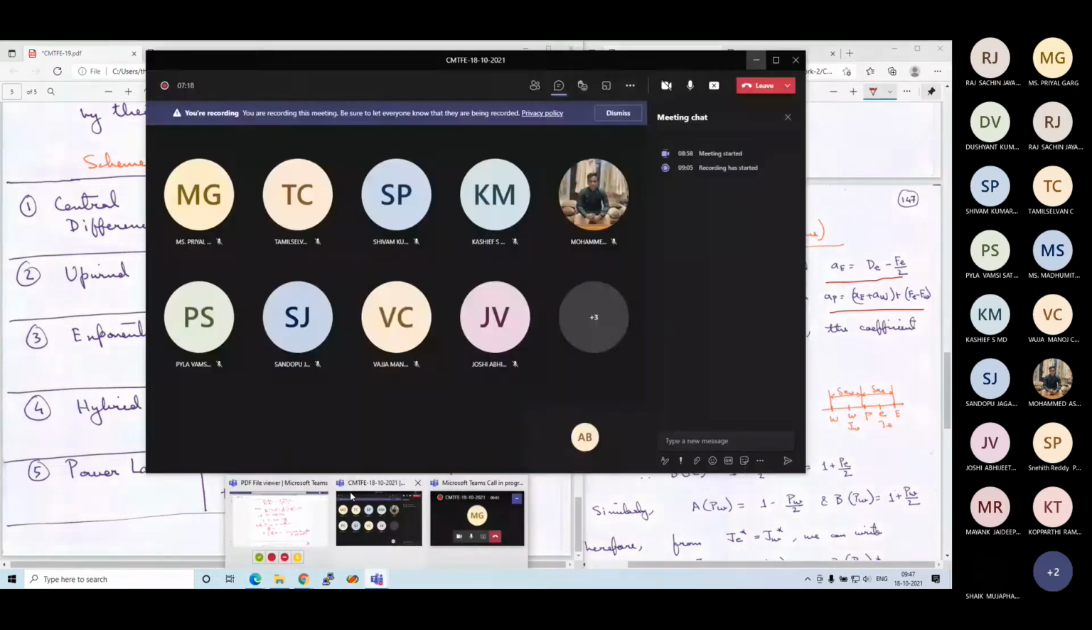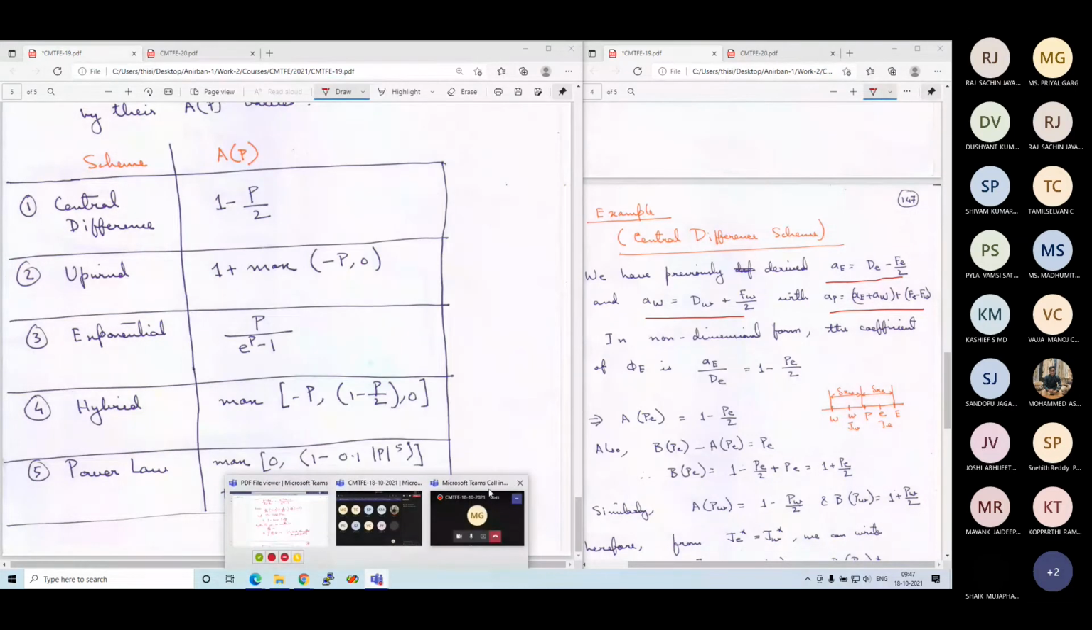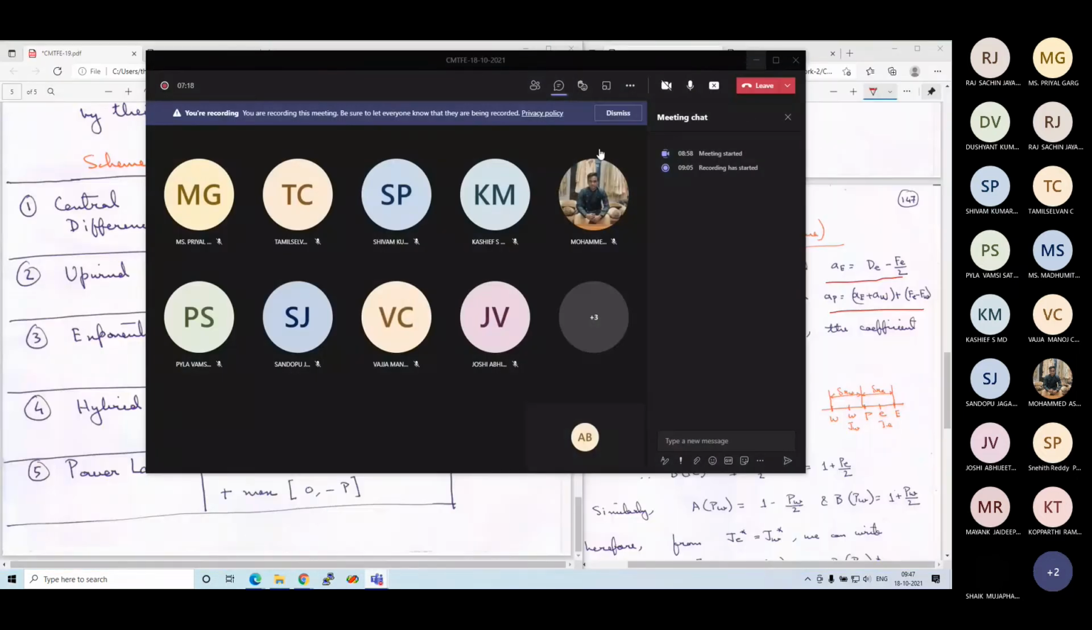Think about it and try to also see that you can derive these things. Okay, let us take a small break and then we will continue.